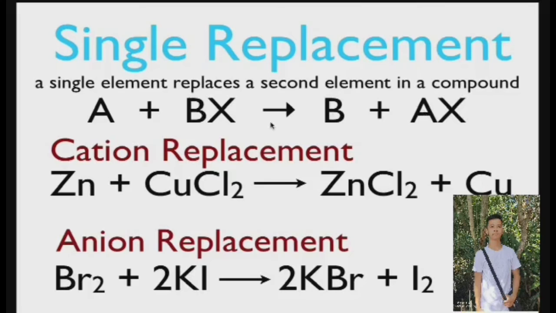There are two different kinds of single replacement reaction. We have cation replacement and anion replacement. Cations are positively charged ions or metals, so we have a metal replacing a metal. Here zinc is our single element. It replaces the second element, copper, and therefore we are going to have copper by itself. The zinc kicks the copper out, and then we have zinc chloride. For anion single replacement, anions are negatively charged non-metals, so the bromine here is going to kick out the iodine, and then we have iodine by itself, and then we have potassium bromide.